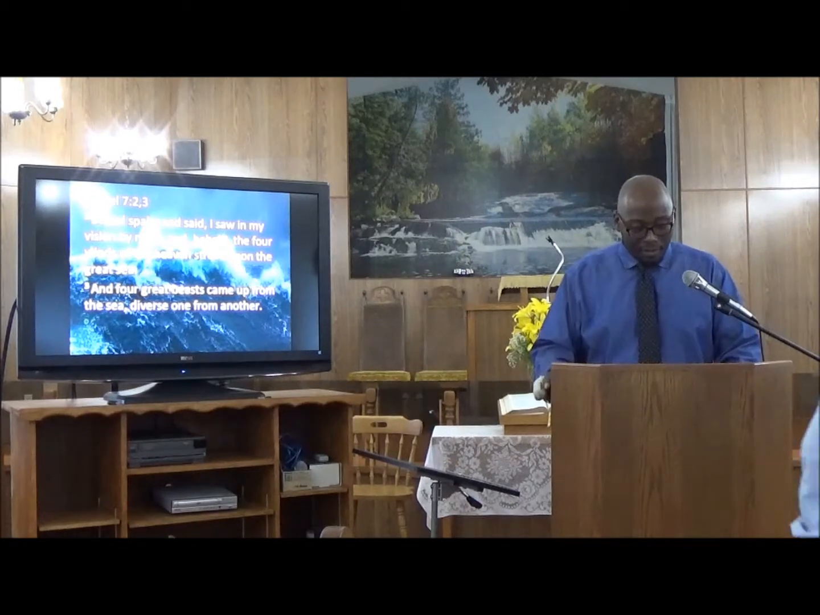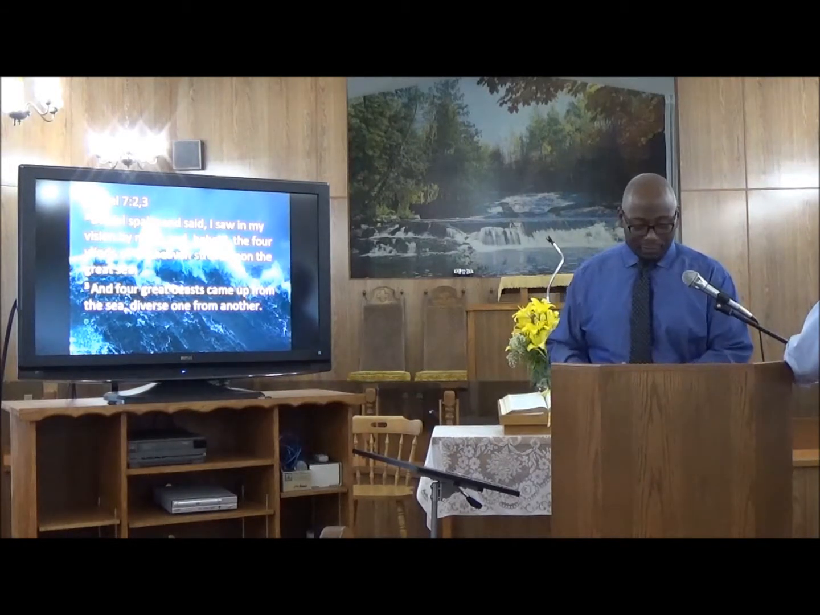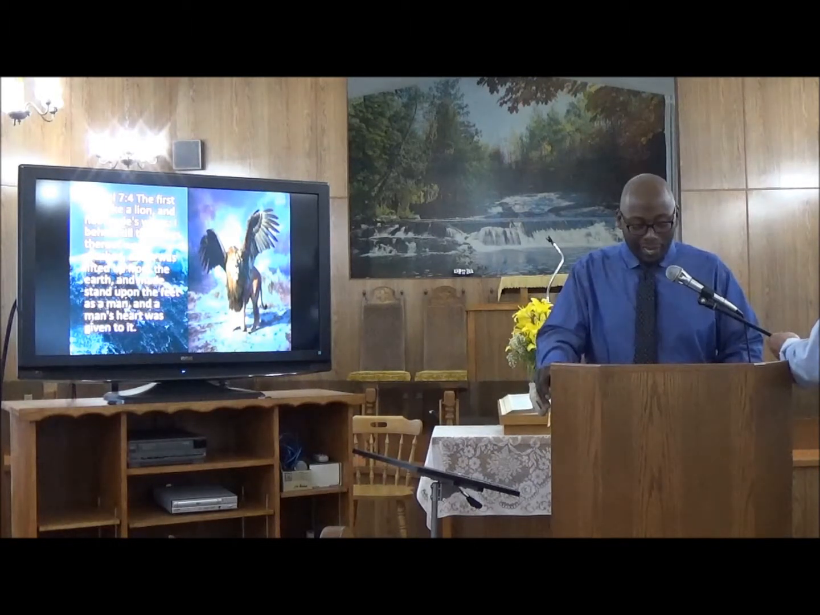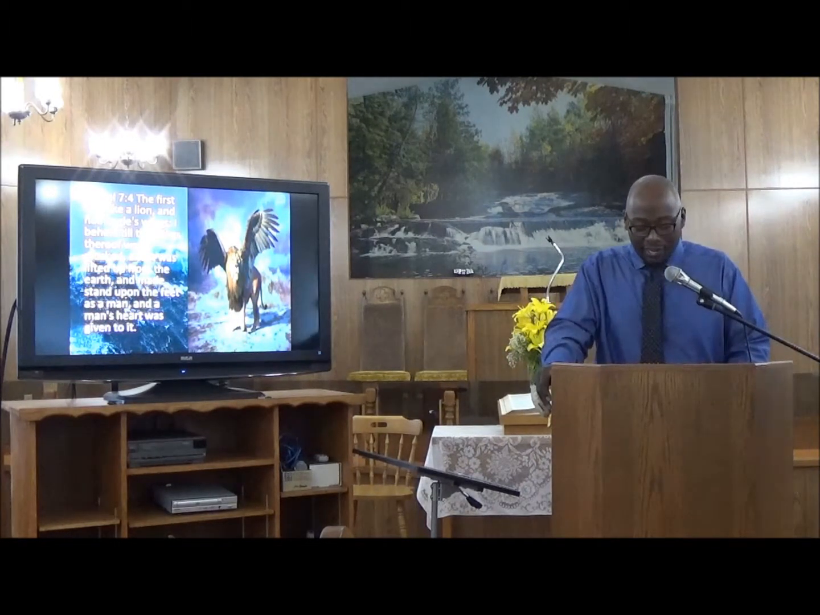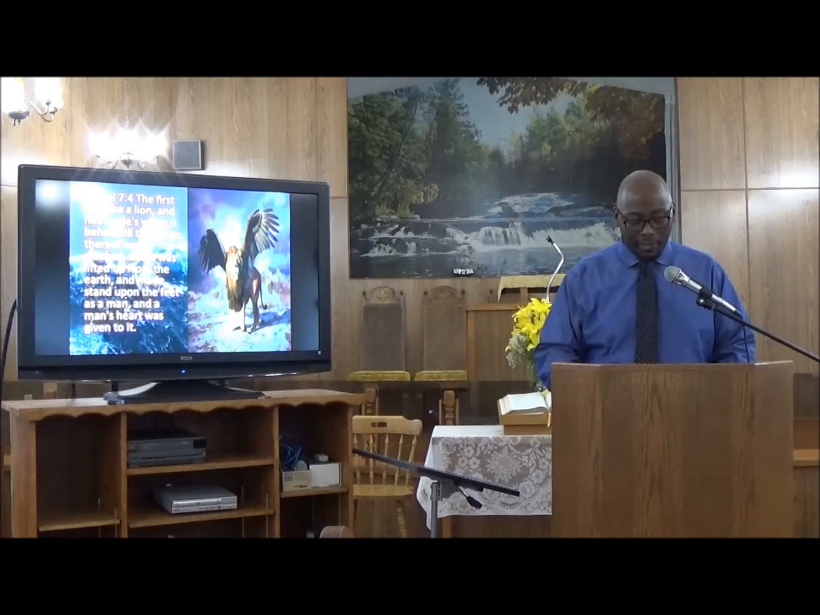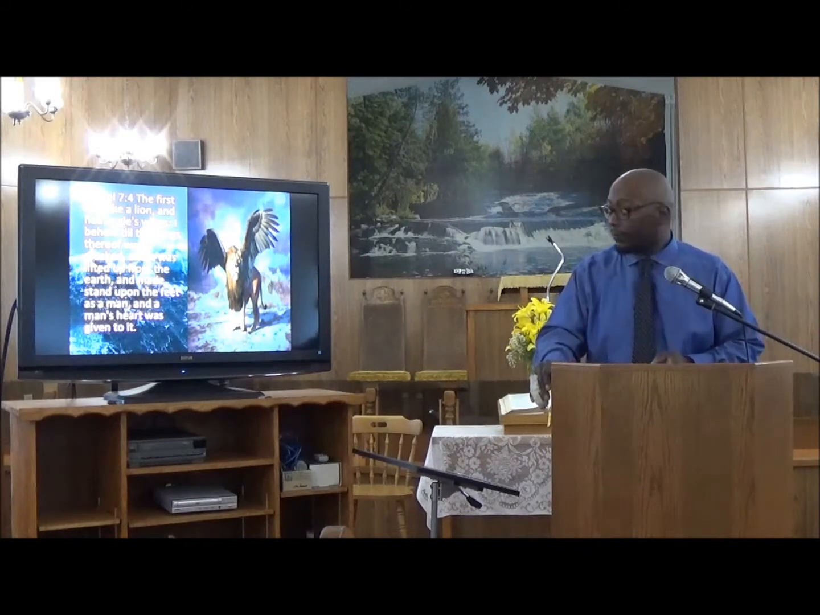Daniel 7, verse 4. The first was like a lion and had eagle's wings, and I beheld till the wings thereof were plucked, and it was lifted from the earth and made to stand upon the feet as a man, and a man's heart was given to it. The lion is a fitting symbol for Babylon. It is represented in history as a lion with two wings, and it is also represented in the Bible as both a lion and an eagle.